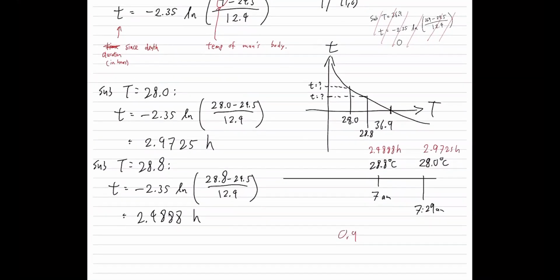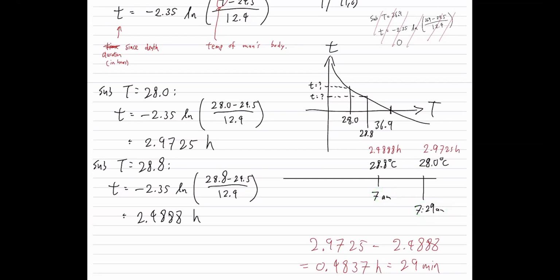It's 2.9725 minus 2.4888, which is... what is it? I need a calculator for this. 0.4837 hours. In terms of minutes, if you times 60, this is 29 minutes, which makes sense: 7 a.m. to 7:29.